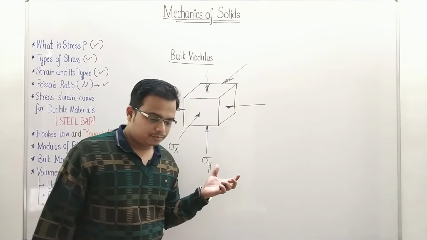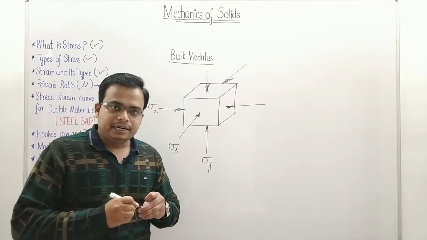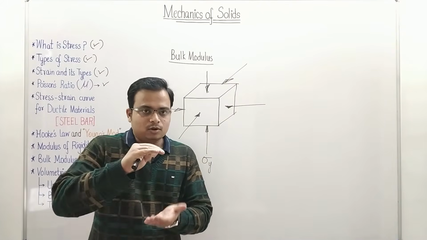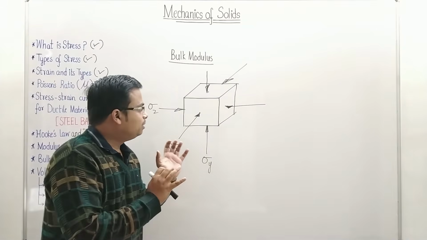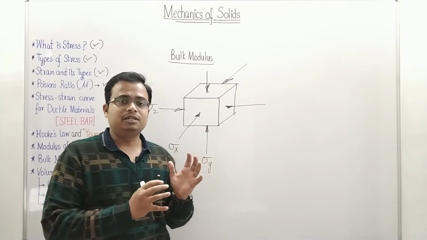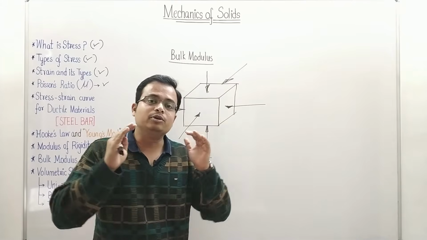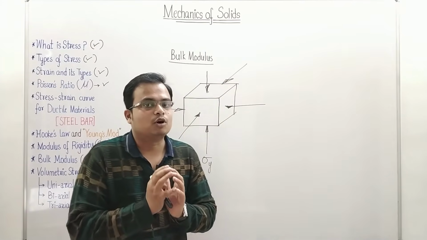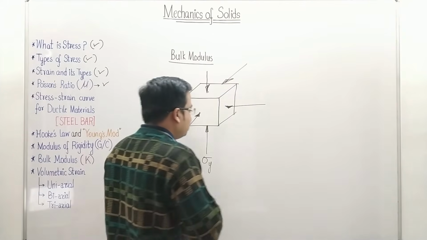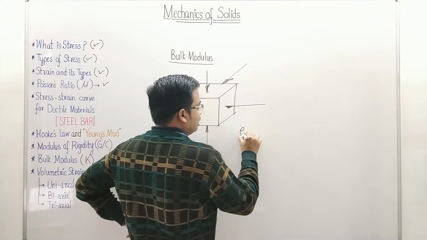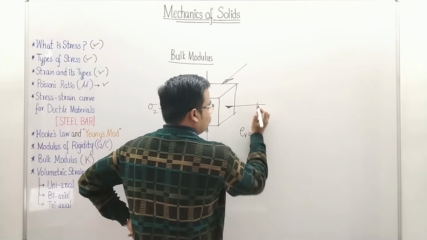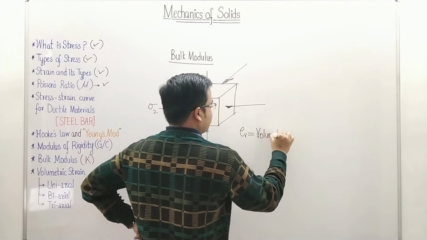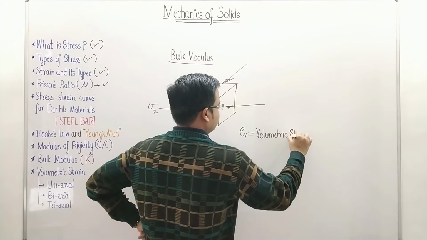So if there is an object which is being subjected to a compressive stress along X, along Y and along Z, then obviously all the dimensions along X, Y and Z are going to change. If the dimensions are reduced, then the entire volume of the object would become less. So basically here we see a new type of strain that is known as volumetric strain.